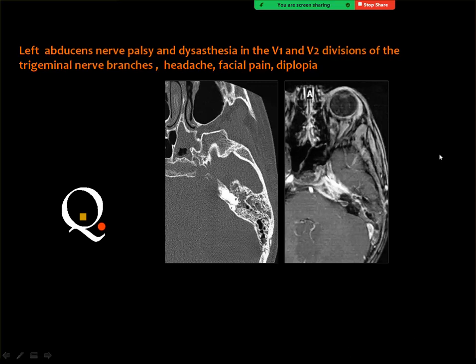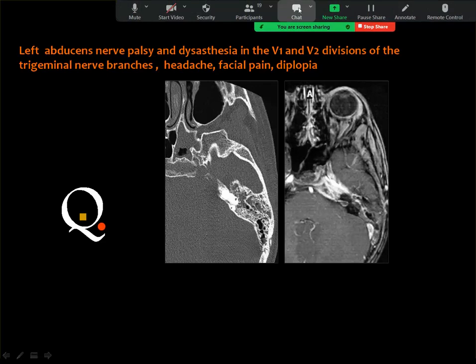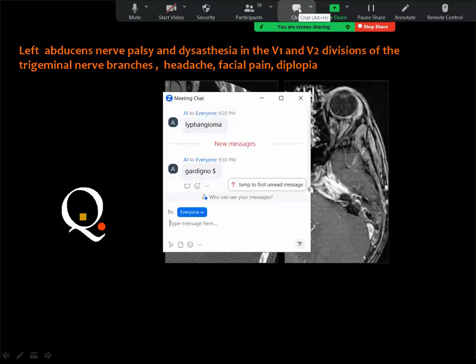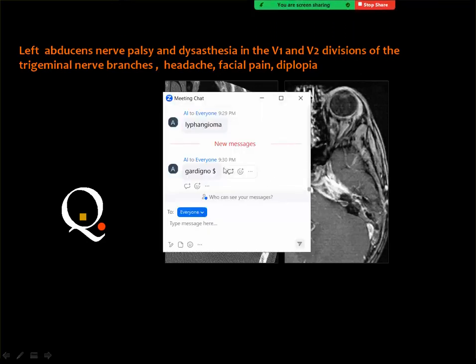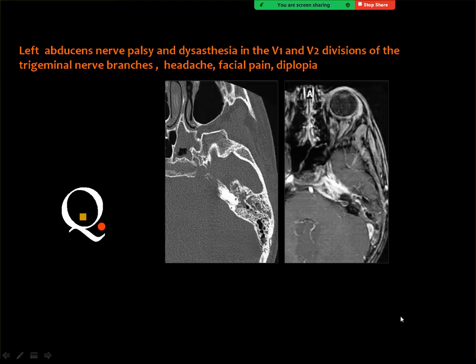Then this patient had left abducens nerve palsy, dysesthesia in divisions 1 and 2 of the trigeminal nerve, headache, facial pain, and diplopia. Gradenigo syndrome. Yes, the answer is good, very good.